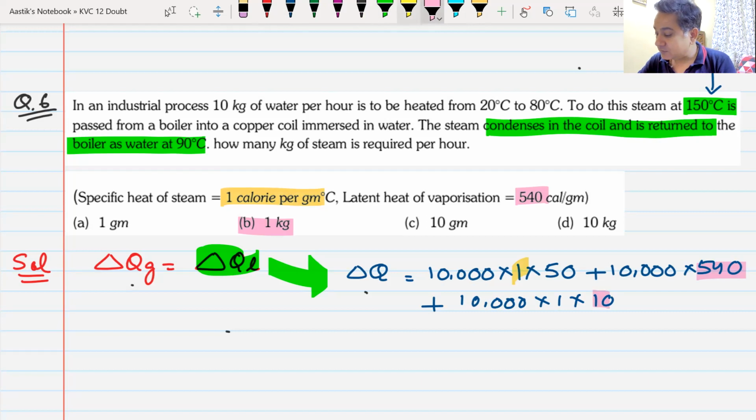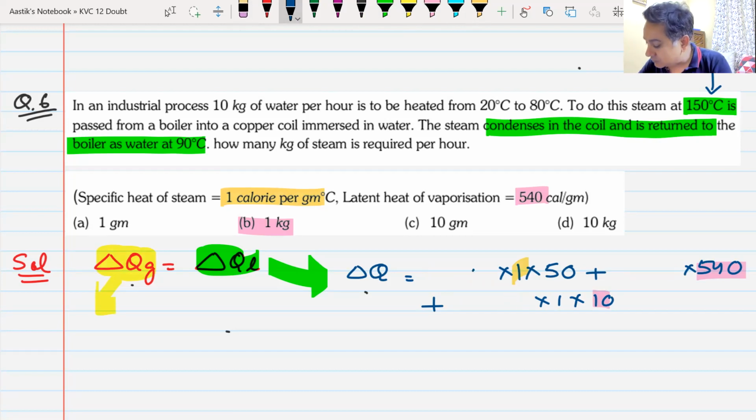Then I look at the gentleman who is gaining heat. Oops, I've done it wrongly. I've taken 10 kg as the mass of the steam. It was the mass of water. So my apologies. I will have to take the mass of the steam as m. So the mass of the steam gives m into 1 into 50 plus m into 540 plus m into 1 into 10.